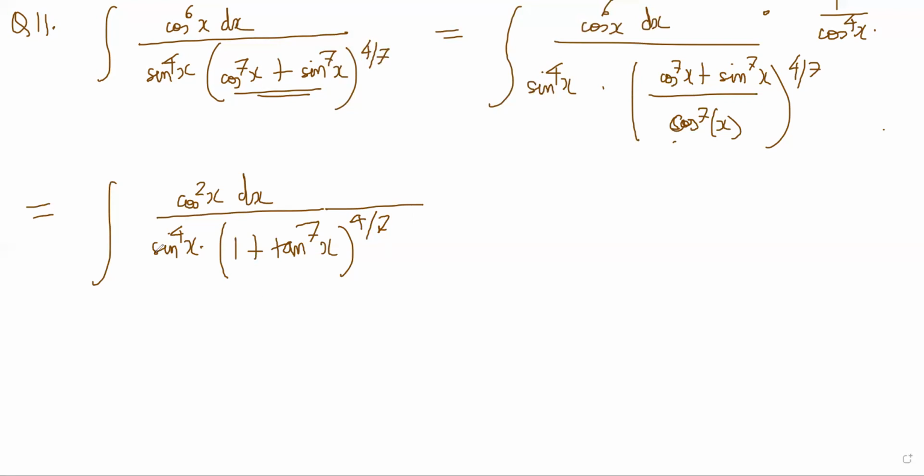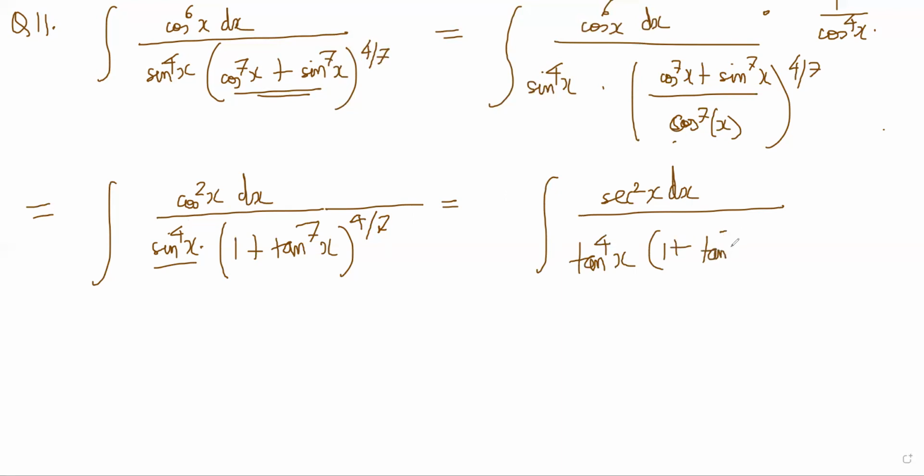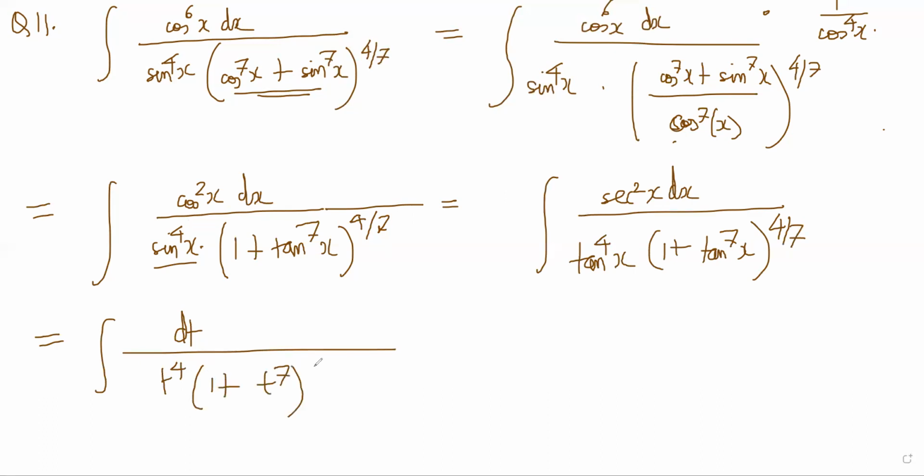So again, dividing by the right power of cos x, I want to get a sec square x on top, so I have to divide by cos power 4x. You get sec square x on top and divide by cos power 4x here, it becomes tan power 4x, 1 plus tan power 7x to the power 4 by 7, right? So what we get now is dt. If you take tan x as t, you get dt by t power 4, 1 plus t power 7 to the power 4 by 7, right? Okay, correct. This is coming as my integral.